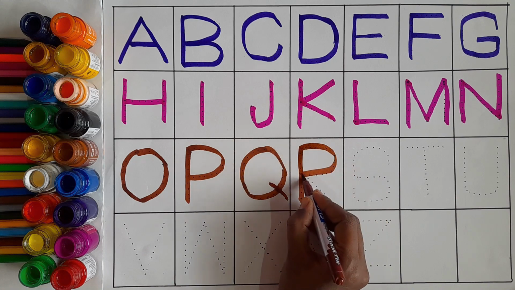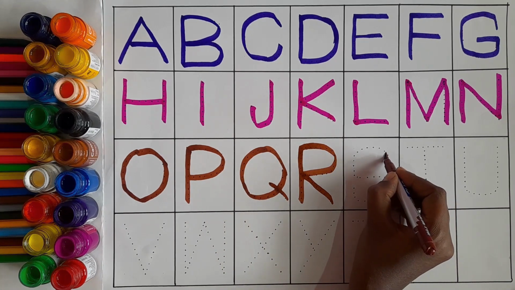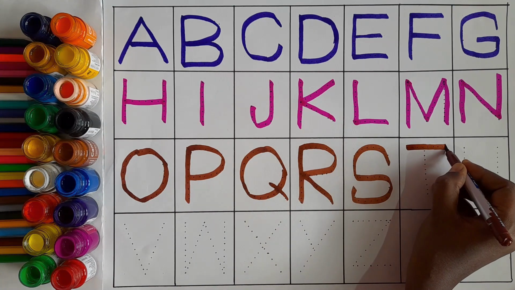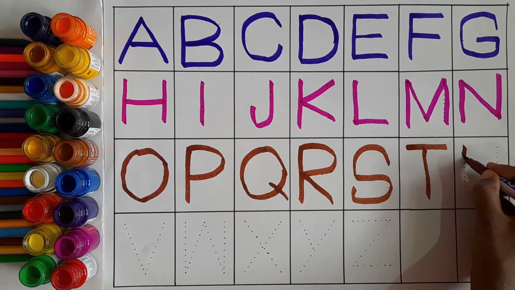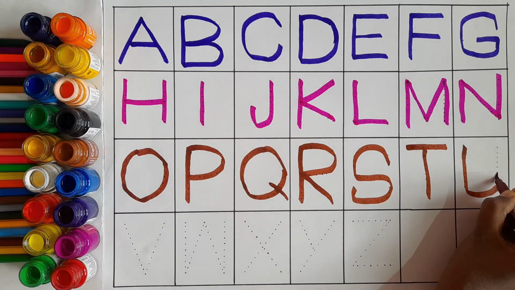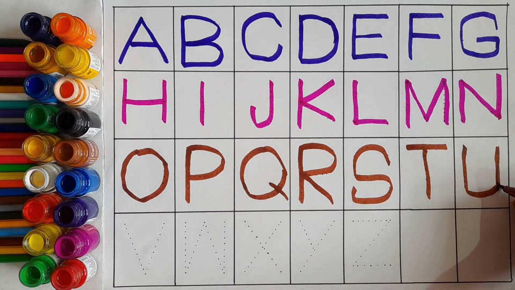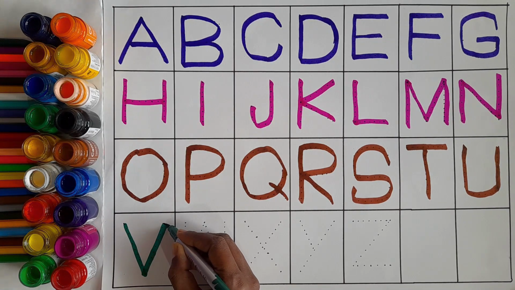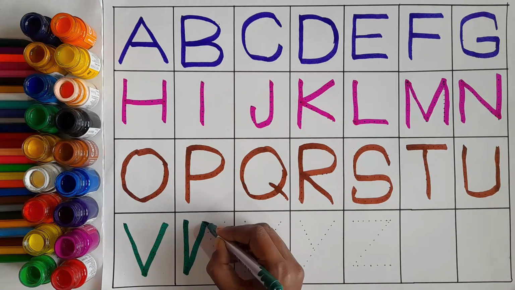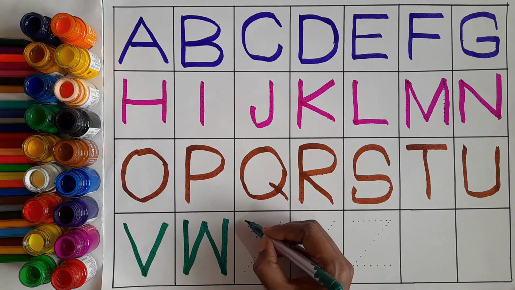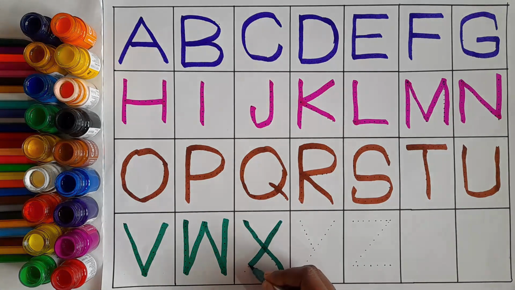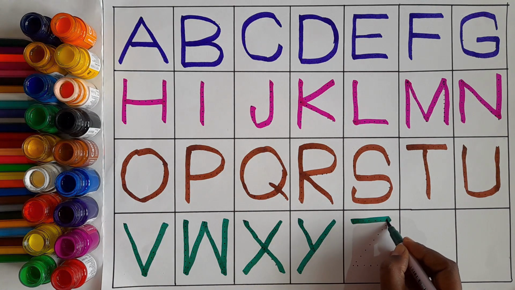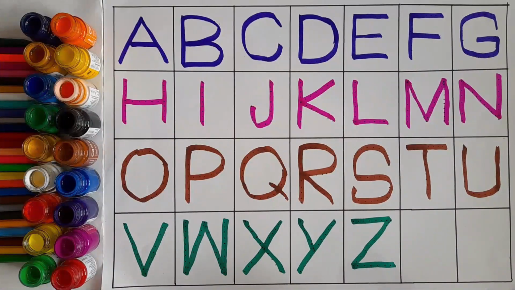R for rabbit. S for sun. T for train. U for umbrella. V for van. W for watch. X for Xmas tree. Y for yacht. Z for zebra.